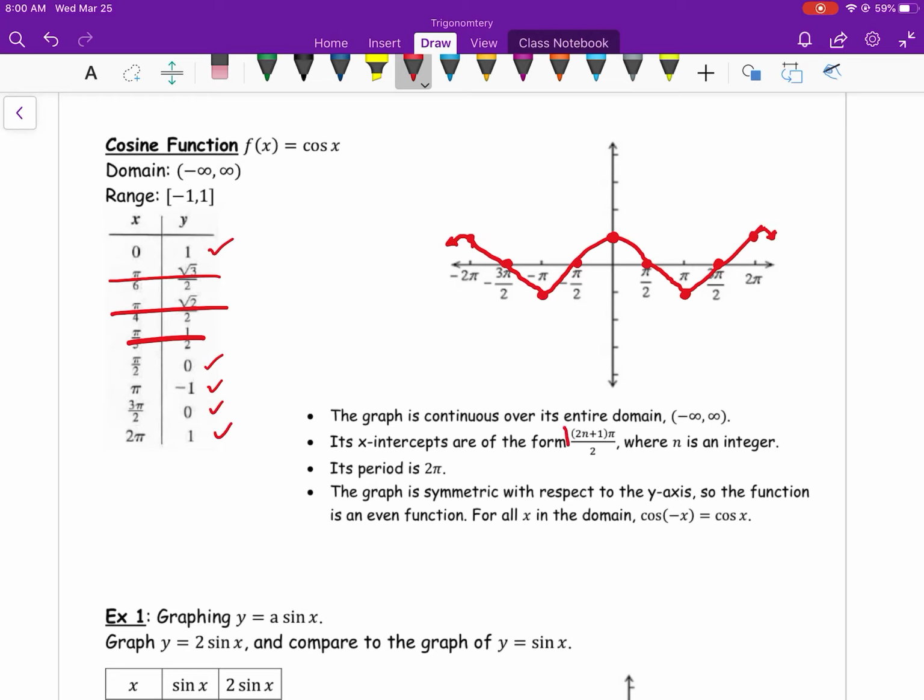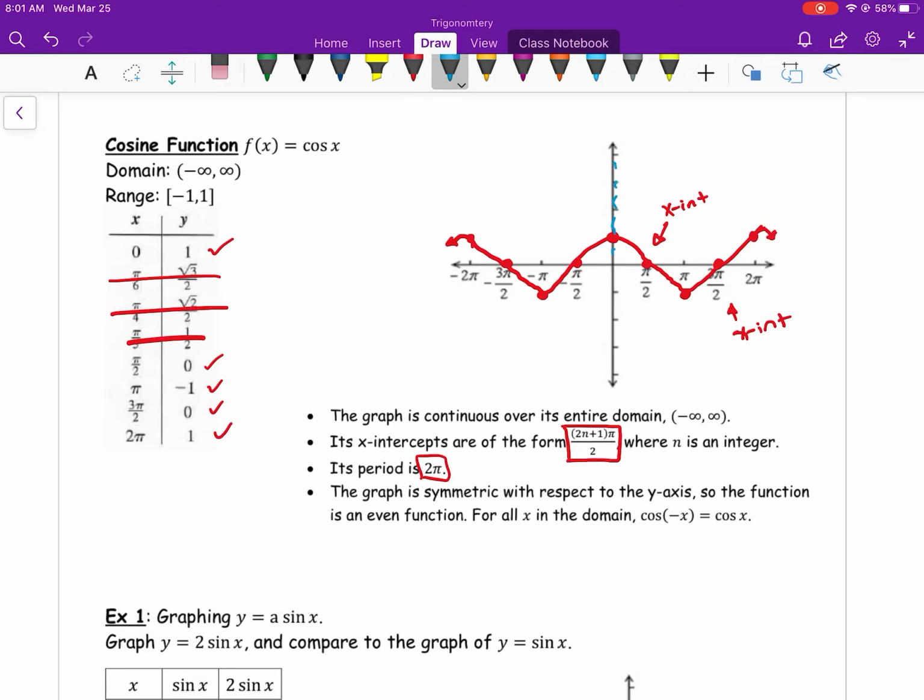It's continuous. Our x-intercepts are in this format: (2n plus 1) pi divided by 2. As you can see, right there's my x-intercept. It would be pi over 2, and then our next one is 3 pi over 2. I meant the right x-intercept there, not 3 pi over 2. Sorry about that. Those x-intercepts will repeat like that. Again, our period is 2 pi.